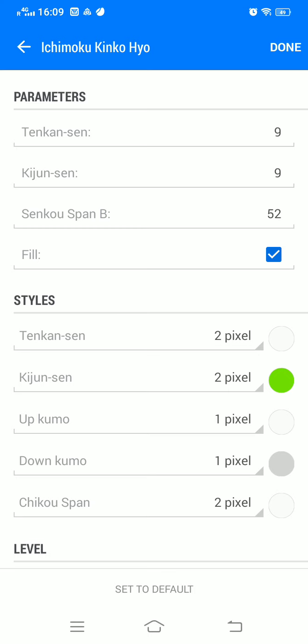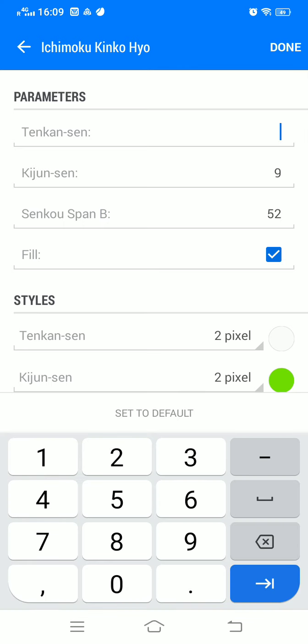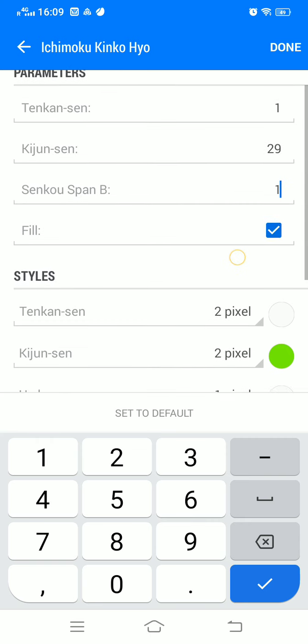The settings for the Ichimoku: we're going to change the first one to 1. The second one will be 29. The third one will be 1 as well. Full, we're going to have that box ticked.